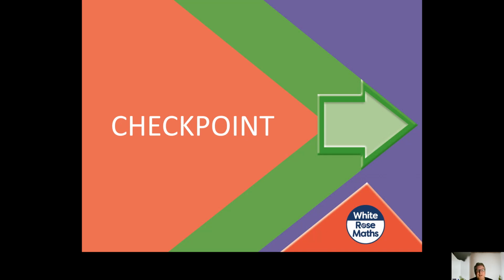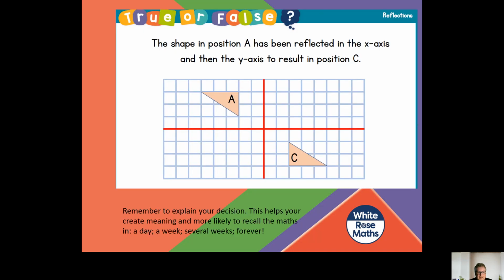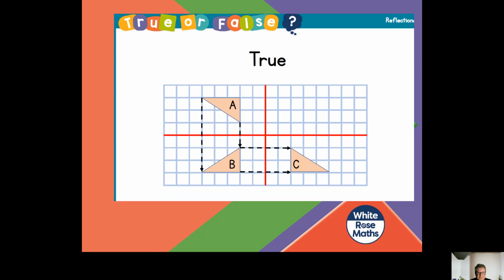So we go at checkpoint. See what you've understood, and are you ready to move on and have a go at some independent work. There we go. Read the question. Remember to explain your decision. That's true. So that's more than one reflection.